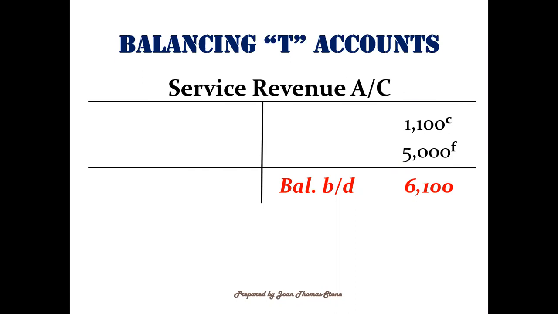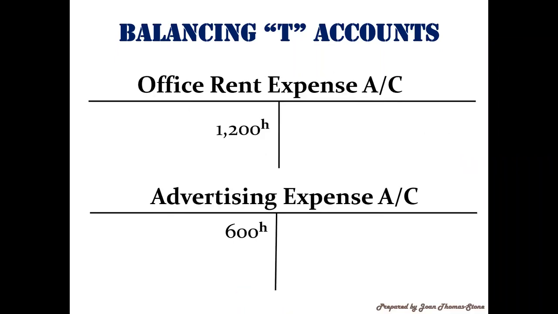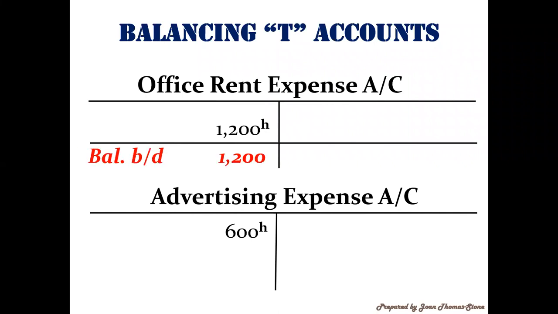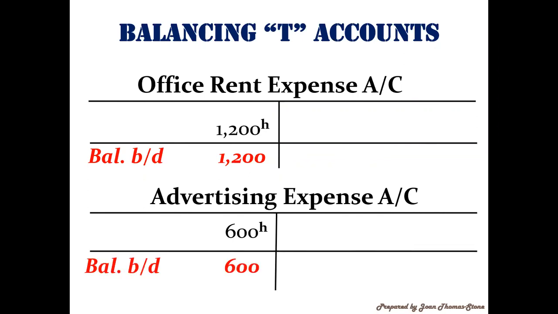Coming down in balancing of accounts. I hope you have been getting them correct. Our expenses: we know expense accounts normally carry debit balances. So our office rent account has a debit balance of 1,2. Advertising expense has a debit balance of 600. All right.